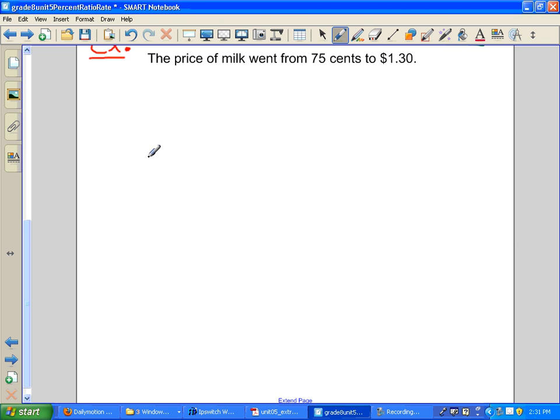So let's try one that could be from the cafeteria. The price of milk went from 75 cents to $1.30. Of course, we got to write it the same way. So 75 cents is 0.75. Don't forget to make sure they're written the same way. So remember our formula to see if it went up or down. So obviously it went up in price. So what was the increase? So increase over the original, and then times it by 100 to change it to percent later.